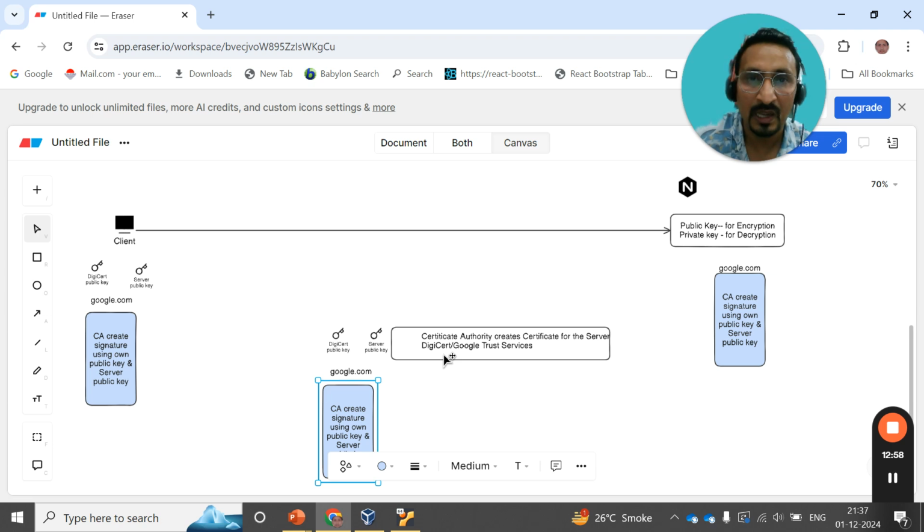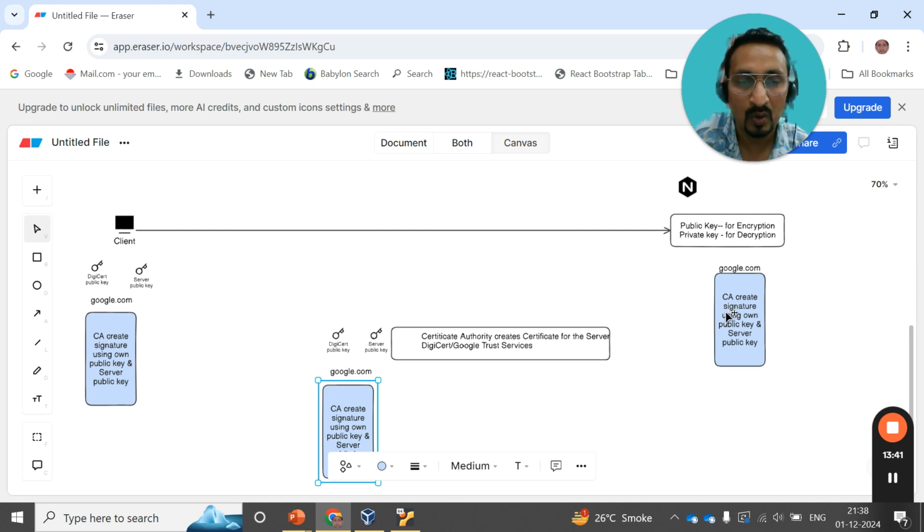This certificate authority basically gives the certificate for a particular domain. So now Google approaches this certificate authority and asks them to give a certificate for its domain, that is google.com. The certificate authority will ask Google for its public key, and then generate a signature using its own key plus the Google public key, create one certificate, and share it with Google.